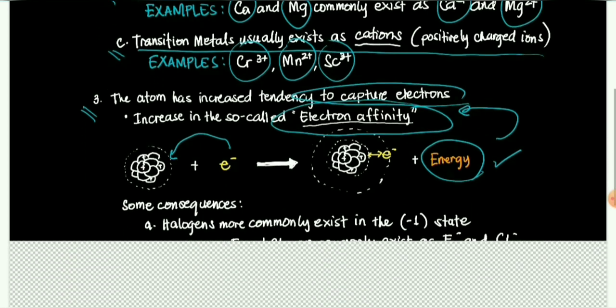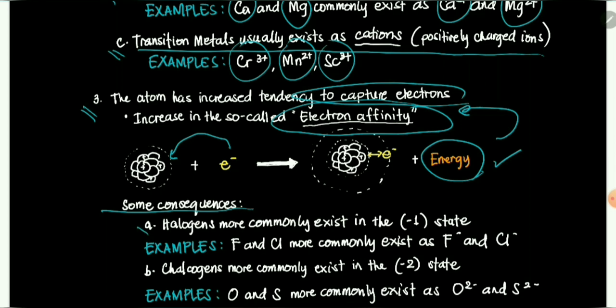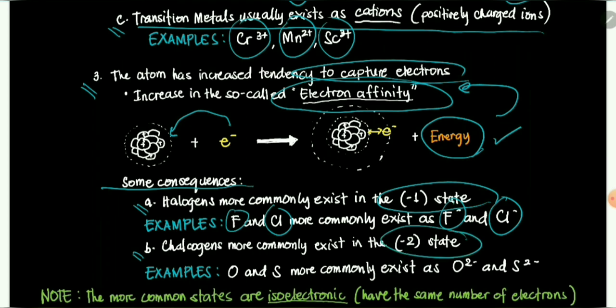Okay? So, more consequences for this. Letter A, halogens more commonly exist in their -1 state kasi matataas na yung kanilang ionization energy. Kaya na nilang mag-capture ng electron. So, yung fluorine and chlorine, for example, they exist as fluoride and chloride respectively. So, kapag naman chalcogens, okay, sila yung mga nasa group 16, katabi ng halogens. So, they usually exist in the -2 state. So, for example, meron kang oxygen and sulfur. They usually exist in the oxide and the sulfide states, yung mga O2- saka S2- respectively.